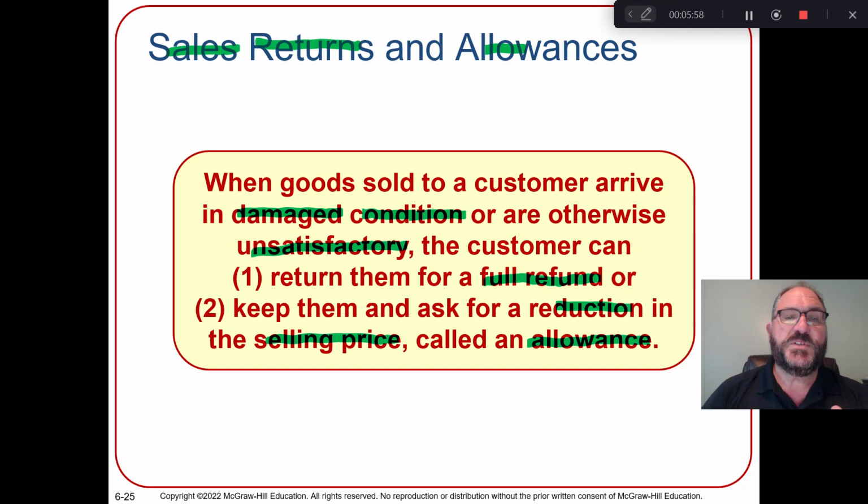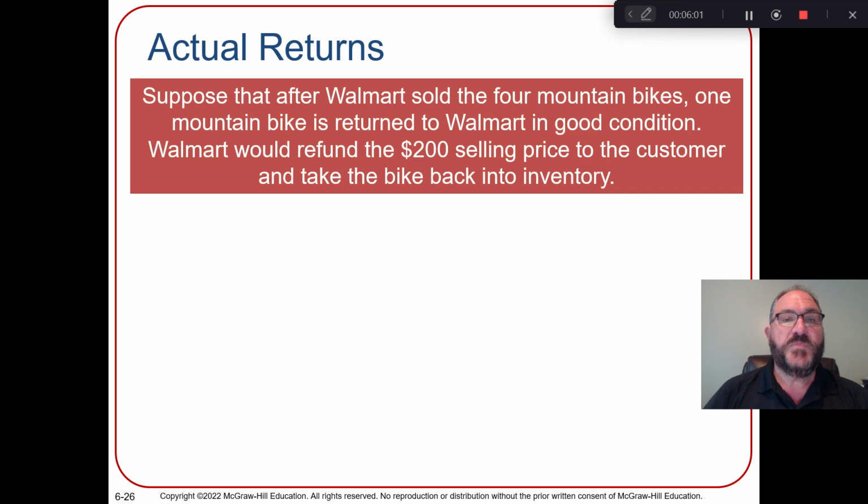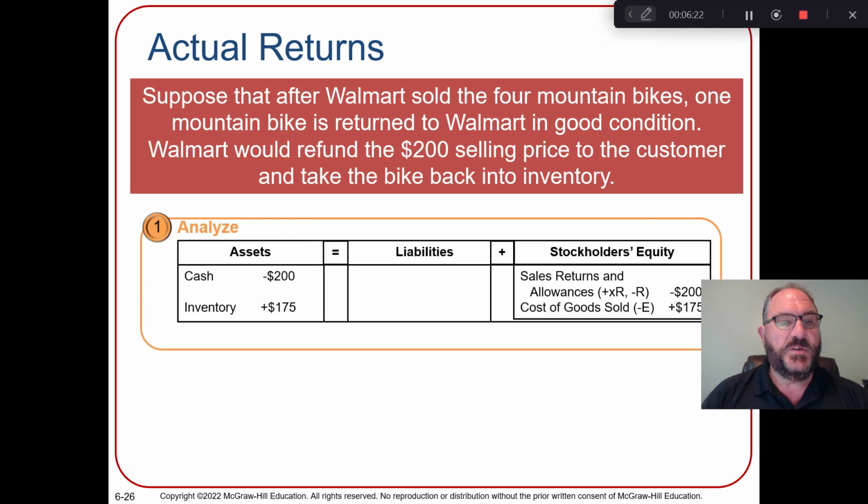But that's what a sales return and allowance is, okay? So let's take a look at an example here. It says, suppose that after Walmart sold the 4 mountain bikes, one mountain bike was returned to Walmart in good condition. Walmart would refund the $200 selling price to the customer and put the bike back in inventory. So here, they're not doing an allowance, they're showing you an actual return. So notice, here's what happens, right? They refunded the money. They put the bike back in inventory. They're calling it a sales return and allowance.